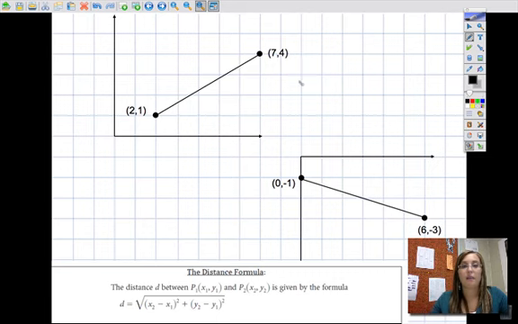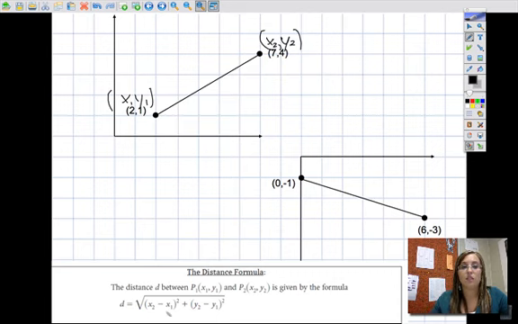Now that you have that copied down, let's apply it. I'm going to do one, you're going to do the other. These actually are not in your notes, so if you want to find a blank spot in your packet or on a separate sheet of paper to do these, that would be great. So I'm going to do the first one, you're going to do the second one. So this is my x1, y1, and this is my x2, y2, all right?